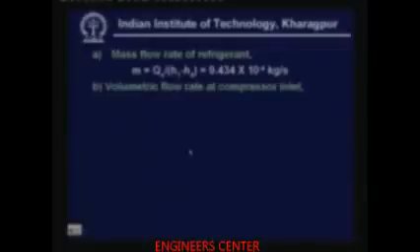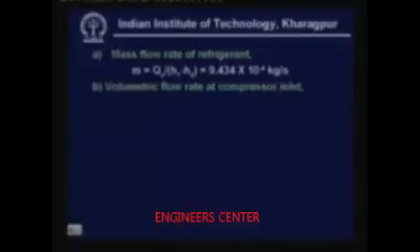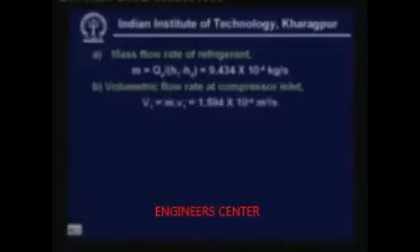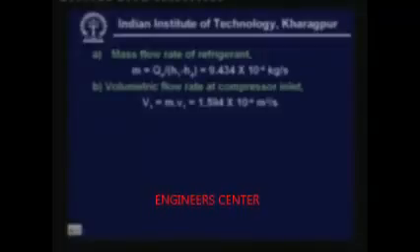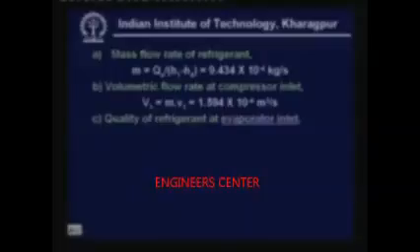Now we know all the points. So, we find the mass flow rate of refrigerant by applying the energy balance across the evaporator. From the energy balance, the mass flow rate is equal to QE divided by H1 minus H4. QE is known to us, this is 0.1 kilowatt, and H1 and H4 have been obtained from the refrigerant database. So, this gives us a mass flow rate of 9.434 into 10 to the power of minus 4 kg per second. The volumetric flow rate at compressor inlet is the mass flow rate times the specific volume at compressor inlet, which is known to us. So, the volumetric flow rate is 1.594 into 10 to the power of minus 4 meter cube per second.